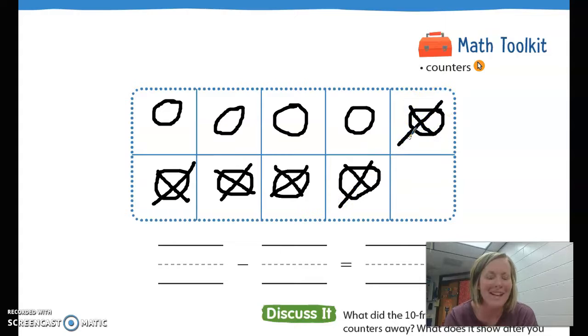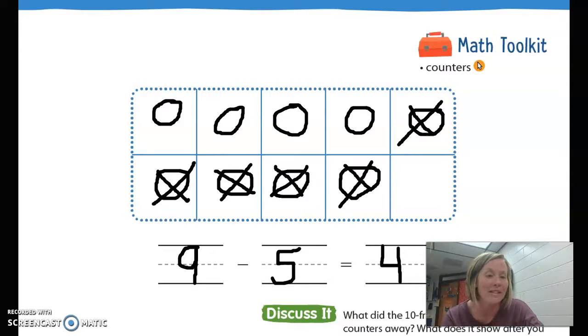Awesome job. Now we need to write our equation to show what happened. How many flowers did she start with? You're right, 9. How many did she give away? So how many are we taking away? You're right, 5. How many flowers are left? 4. She had 9 flowers. She gave 5 away, and now she has 4 flowers left.